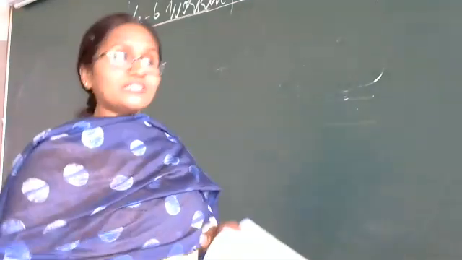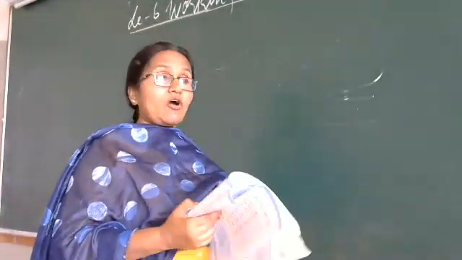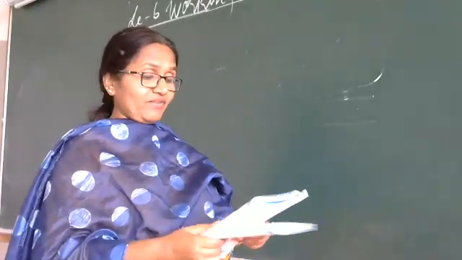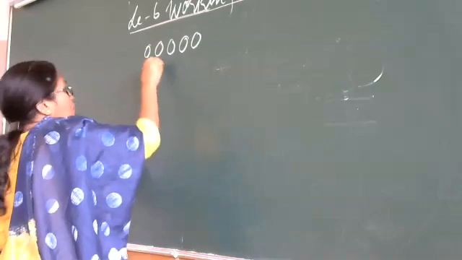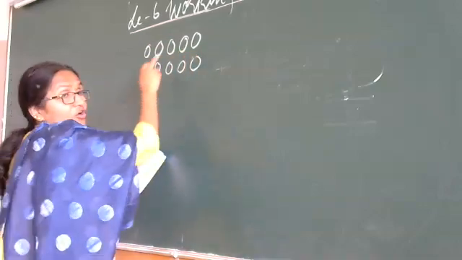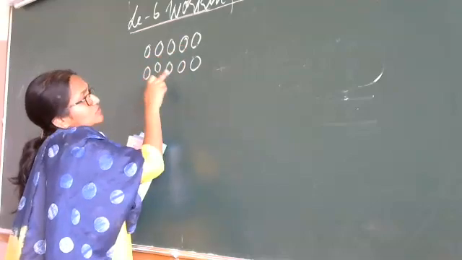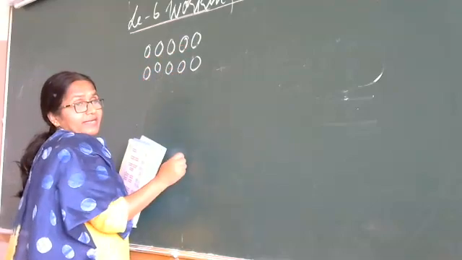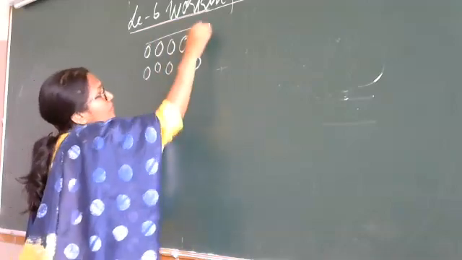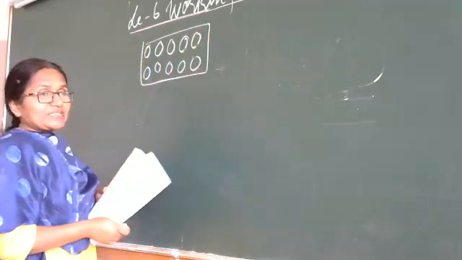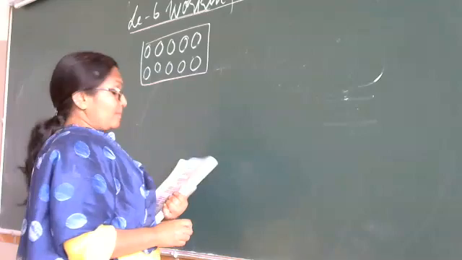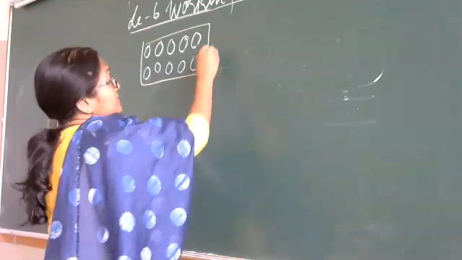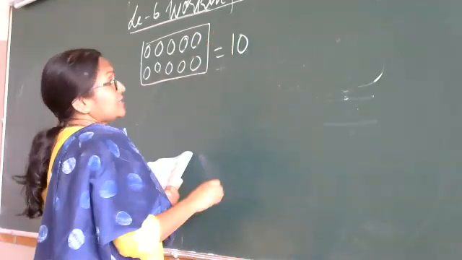Now pay attention here, because you should know how many tens in all. Tens and ones. We will see here how many tens are there. Now 1, 2, 3, 4, 5. 1, 2, 3, 4, 5. So 5 plus 5, how much does this become? 5 plus 5 is 10.